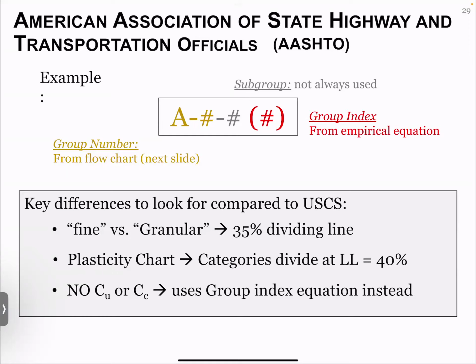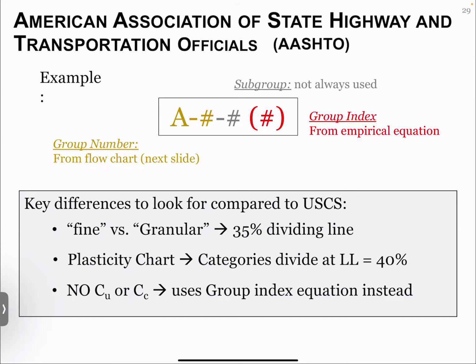So the key differences compared to the USCS, fine versus granular soil. Remember in USCS, we said the 50% majority rule, like which one is the majority? For AASHTO, the fine versus granular split is 35%. So if you have less than 35% passing the number 200 sieve, then it is called granular material. But if you have 35% or greater, then they call that fine material. And the whole purpose is because the fines control the level of permeability.